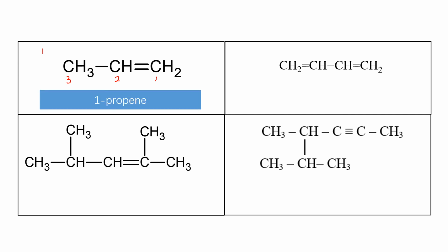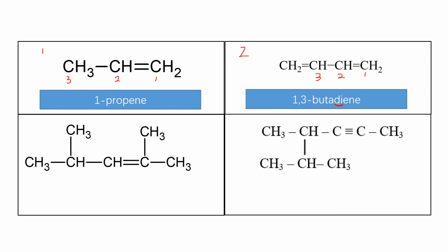And then for the second compound, this is number 2. This is 1,3-butadiene. Why do we add D in the middle of buta and ene? This is because this organic compound has two double covalent bonds, at carbon number 1 and carbon number 3. So we give the name 1,3-butadiene.